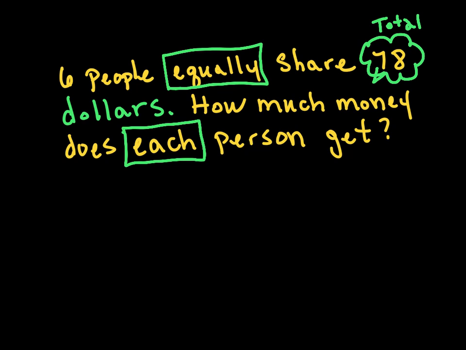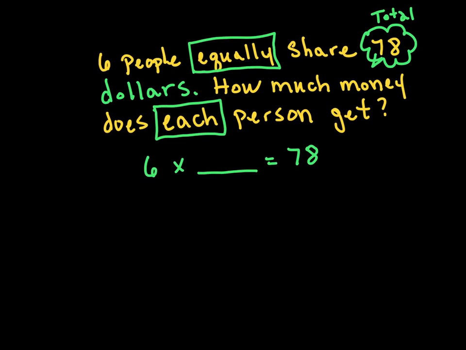So it's basically saying 6 times what is going to give us 78. All right, so we have to break that $78 up into 6 groups. Another way that people do this is actually writing out 78 dots. So we're going to go 1, 2, 3, 4, 5, 6, 7, 8, 9, 10, and repeat that.